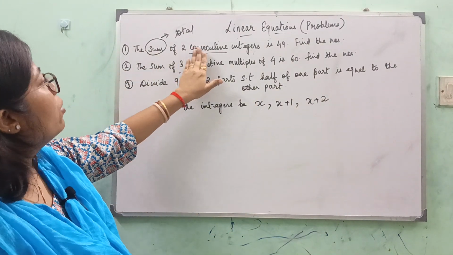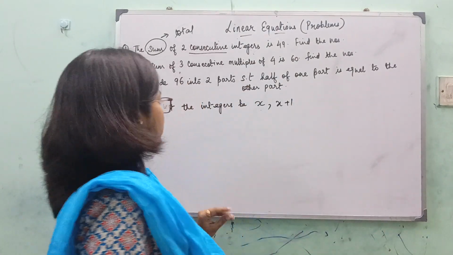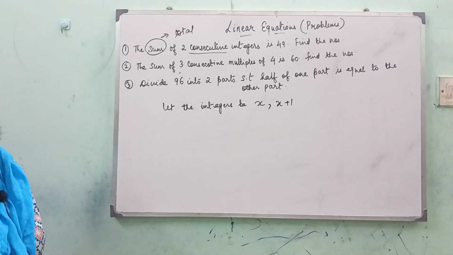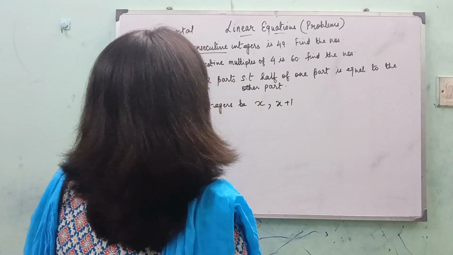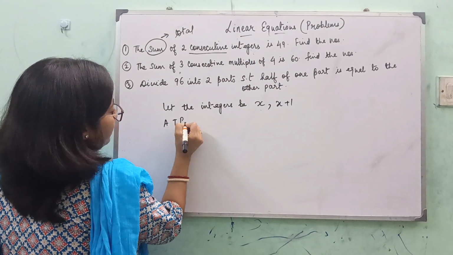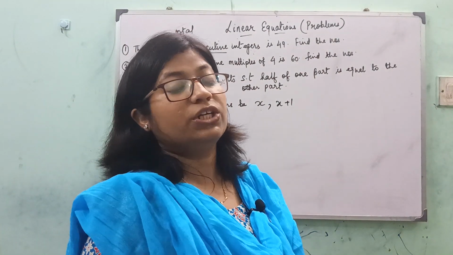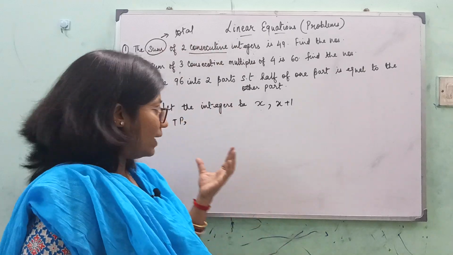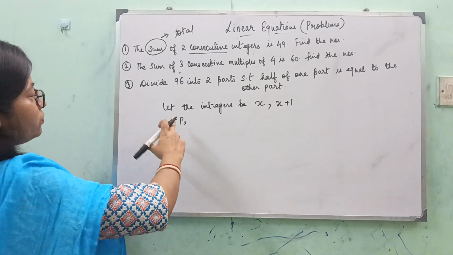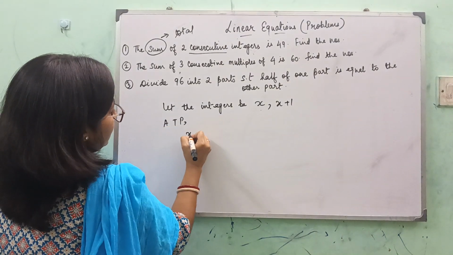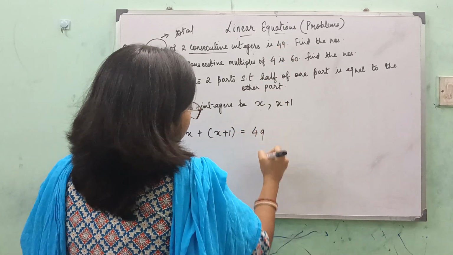Now it is told the sum of two integers. Since two integers have been asked, we are taking the two integers to be x and x plus 1. It is told that the sum of the two integers is 49. According to the problem, ATP refers to according to the problem. You can write according to the given question, according to the given condition, whatever you feel like. ATP is a very common abbreviation that we use for according to the problem. So according to the problem, the sum of the two integers is equal to 49.